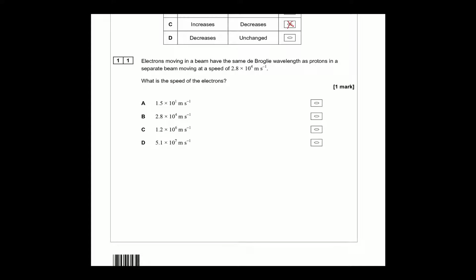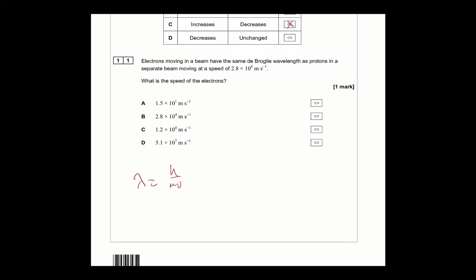Electrons moving in a beam have the same de Broglie wavelength as protons in a separate beam moving at 2.8 times 10 to the 4. What is the speed of the electrons? So I have to think about what the de Broglie wavelength is. So de Broglie wavelength is lambda equals h over mv. Okay, so these are the same.